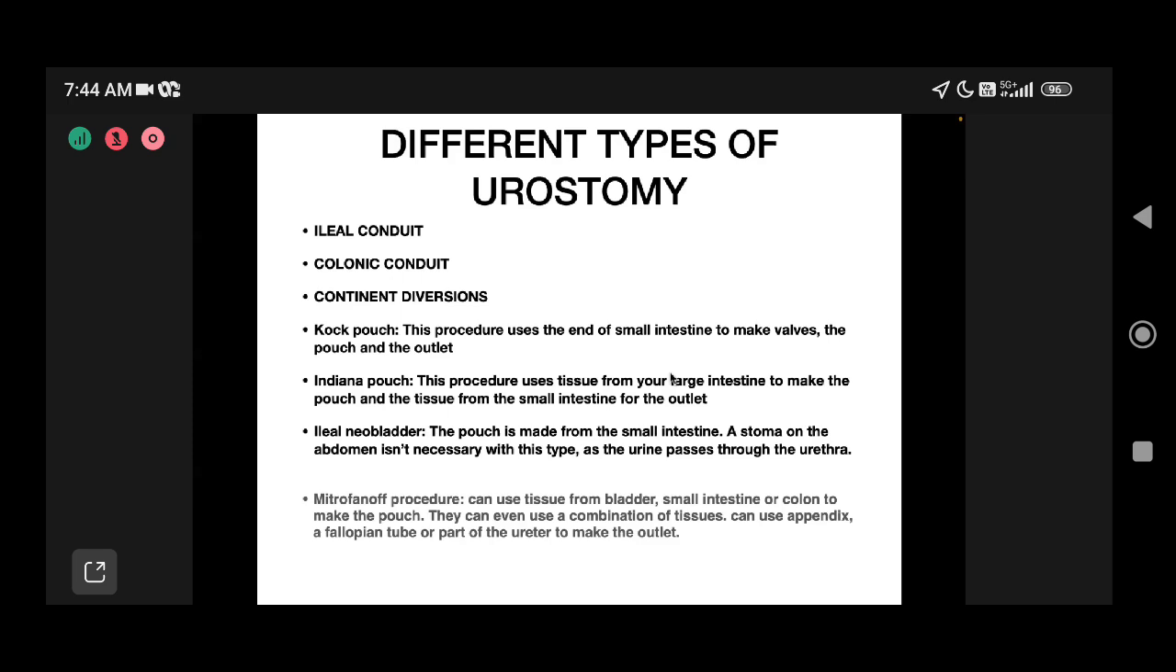In that, we have some subtypes called Kock pouch or Indiana pouch, ileal neobladder and Mitrofanoff procedures. So let us look at Kock pouch. It uses small intestine to make valves, and the pouch with the outlet. Indiana pouch is where they use a large intestine pouch and tissue from the small intestine. We use the distal part of the ileocecal junction as an outlet. So ileal neobladder is a commonly done procedure for a continent diversion, and here urine passes through the urethra. So natural voiding will be via the via naturalis. So this is also one of the ileal neobladder.